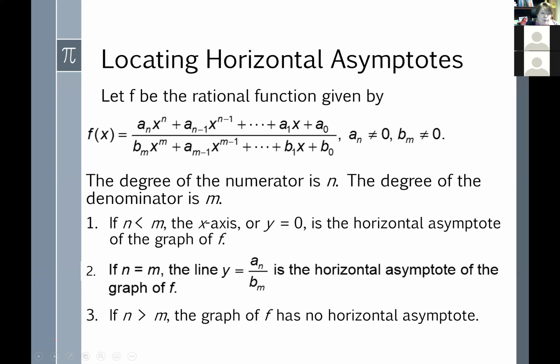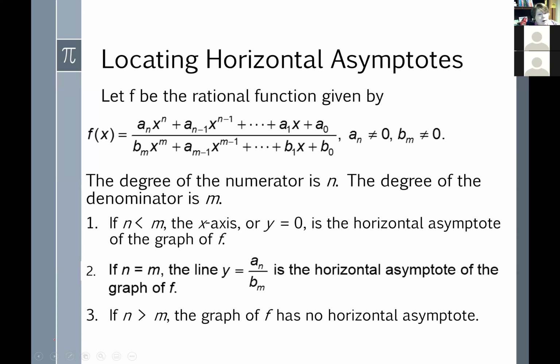Okay, so what are the rules? Given a rational function where we have a polynomial of degree n in the numerator, so the largest exponent in the numerator is some number n, and you have a polynomial function also in the denominator, and the degree of that polynomial function in the denominator is m. So the largest exponent in the denominator is m.